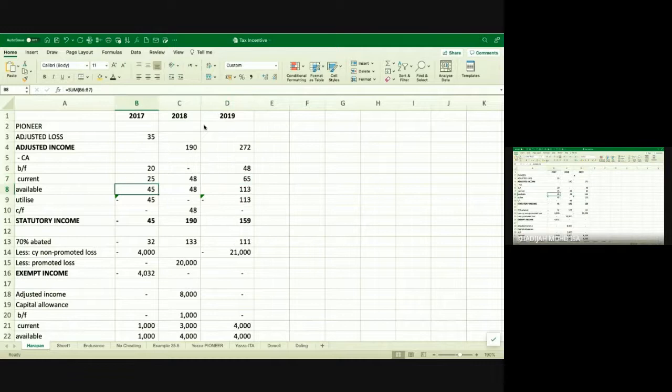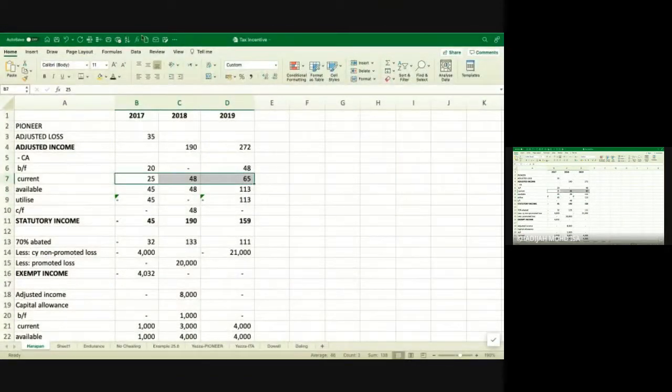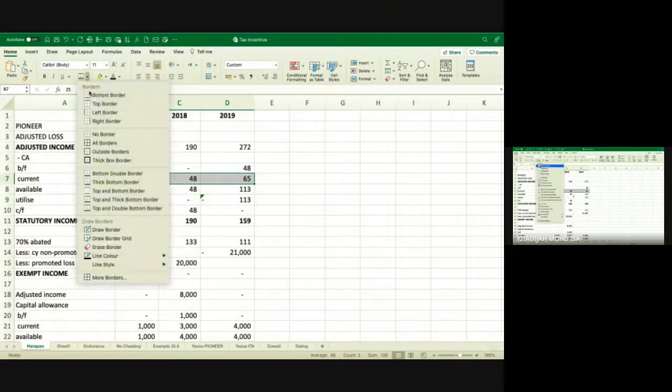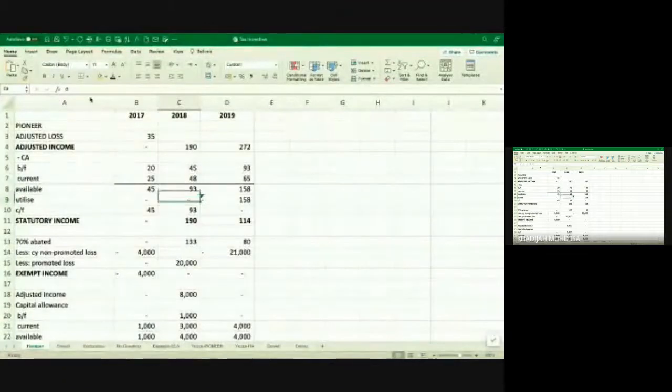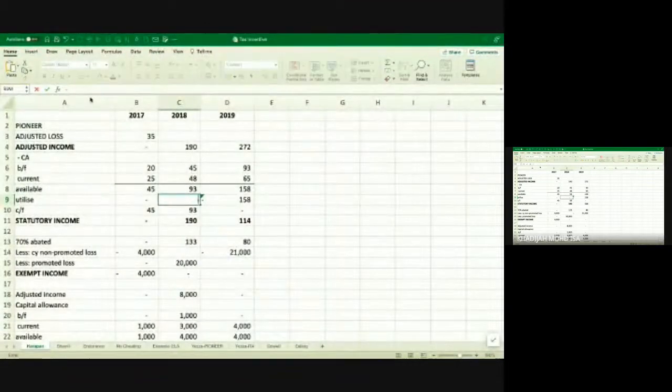Right, so there is your available figure. And how much are you going to utilize for the first year? You don't utilize anything because your adjusted income is 0. So you carry forward 45 to the following year, SI is 0. Next year you have 45 brought forward, current year 48, available 93. So how much are you going to utilize?